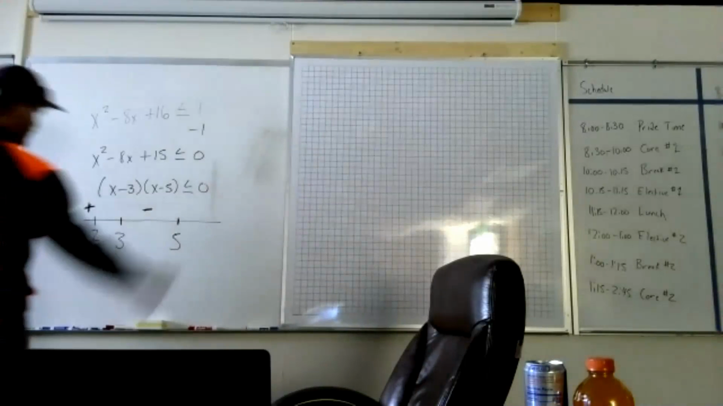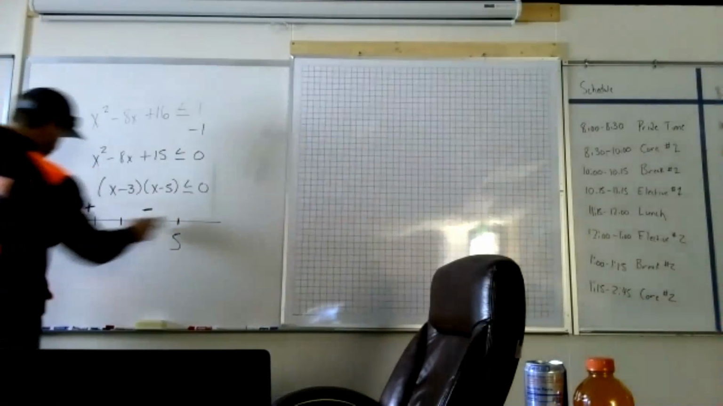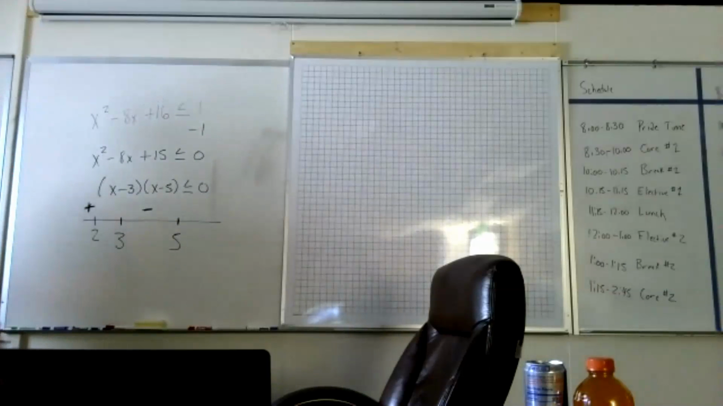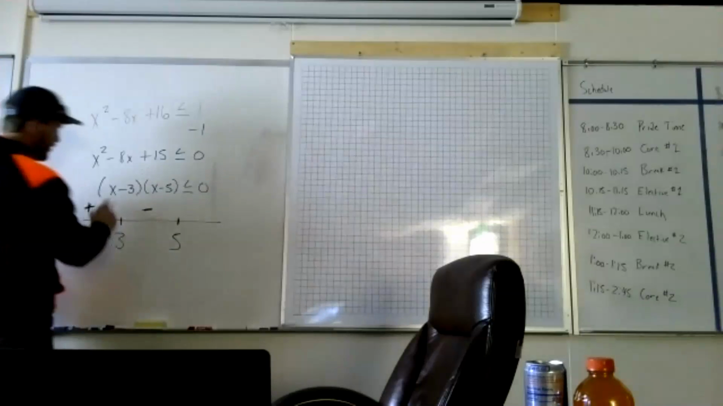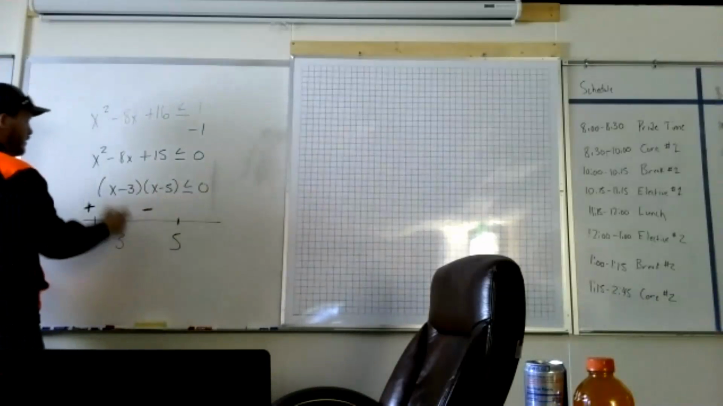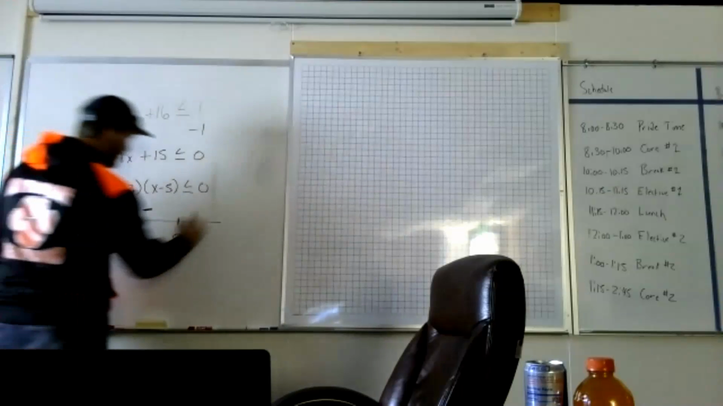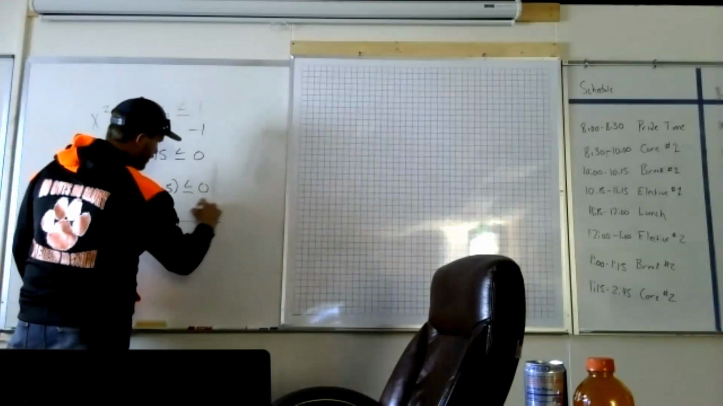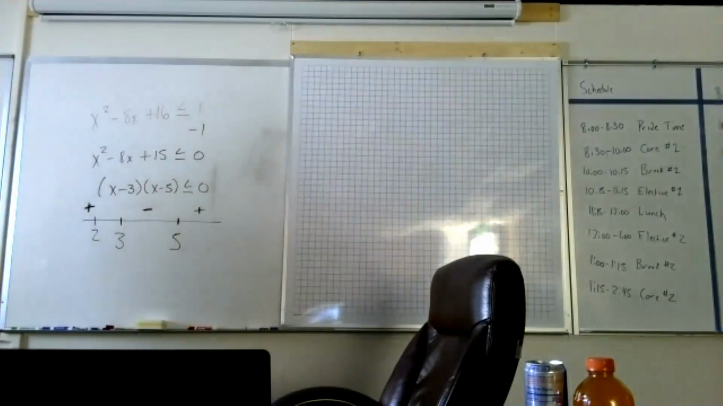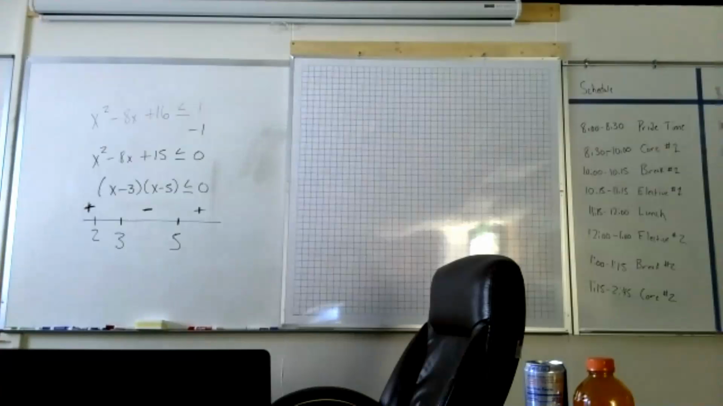And for our last one, for our right range, because our zeros are here, we're going to plug in 6. Make it simple. 6 minus 3 is 3. 6 minus 5 is 1. 3 times 1 gives me a positive 3. So I'm positive there.